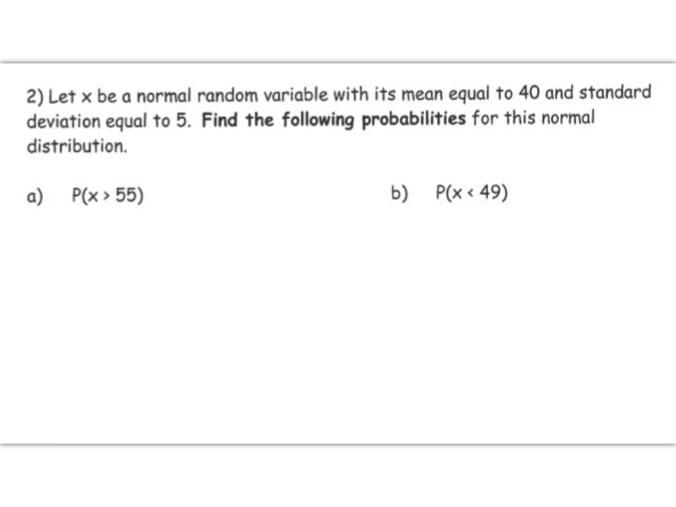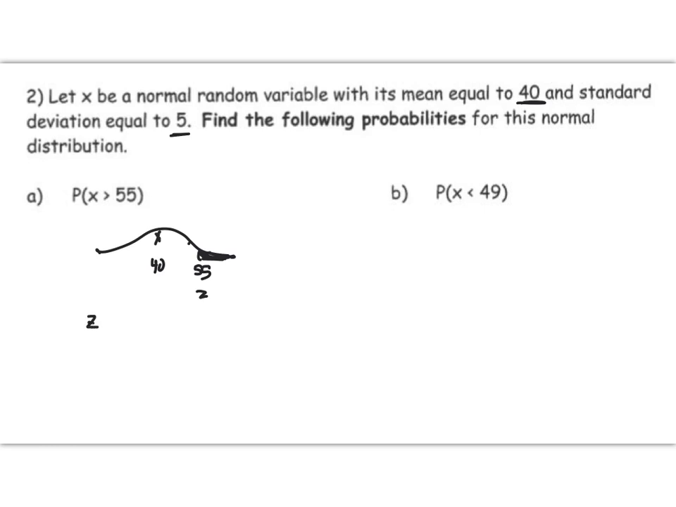Now we want to find the area under the curve to the right of a value of 55. We know that our mean is 40 and our standard deviation is 5. If I draw that situation here, this would be 40 and 55 would be over here somewhere. So we're going to need to find this z-score. And we actually really want this area, so we're going to subtract it from 1, just like we did before.